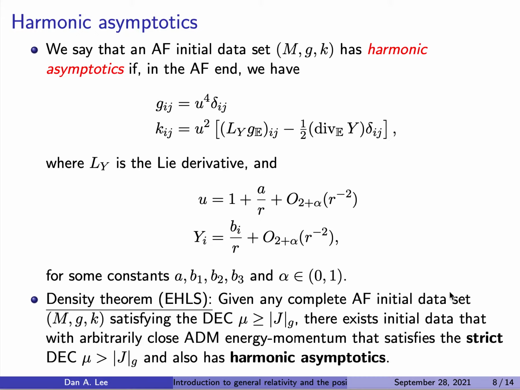I think I missed a word here. It should actually be: there exists complete initial data that has all these properties. Okay.